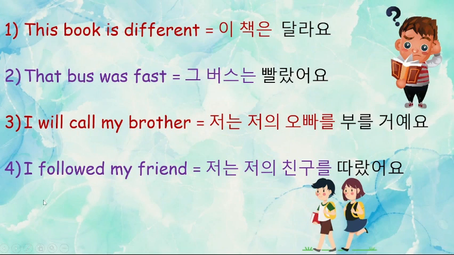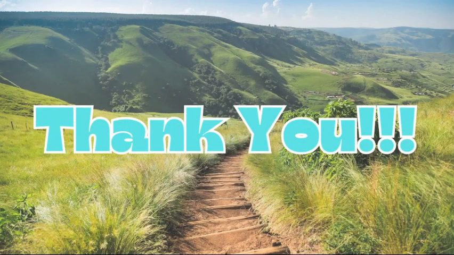Alright? Next is I followed my friend. 저는 저의 친구를 따랐어요. I is 저는, my is 저의, friend is 친구, and to follow is 따르다. Now we just saw that it does not follow the rule of conjugation for l irregular, and instead it follows the rule for irregular. And therefore in past tense the conjugation will be 따랐어요. Okay? So this is all about l irregular.